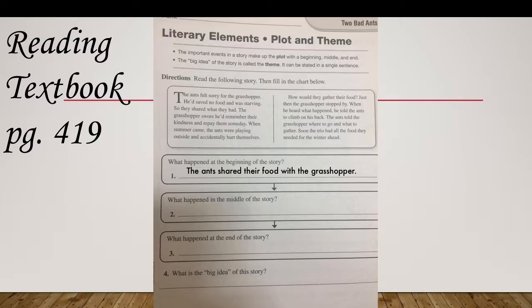What happened to the ants in the summertime? The ants were playing outside and hurt themselves. That is in the middle. That is a very important part in the middle of the story, because now they were in trouble. They had a problem. How will they solve the problem by the end of the story?